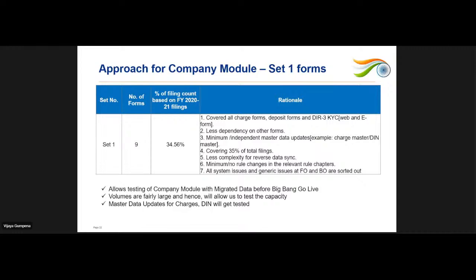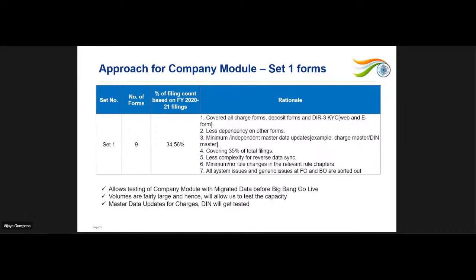And also we have picked up DIR3 KYC, e-form and web form. Basically, in case of DIR3 KYC and e-form, we have not picked all the forms which are part of appointment and qualification of directors. So remaining forms mostly are linked with your incorporation or post-incorporation forms. So that is the reason why we have only taken up DIR3 KYC, e-form and web form as part of set 1 form. And this is one of the criteria.